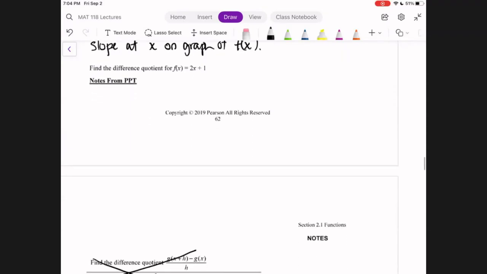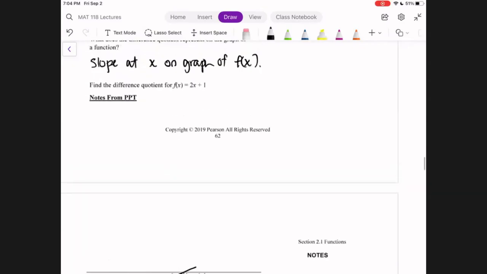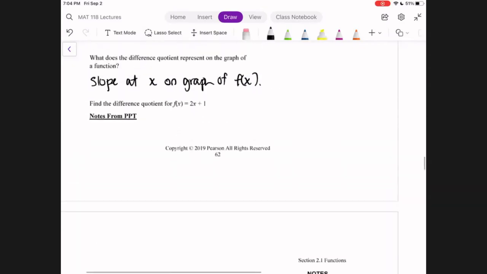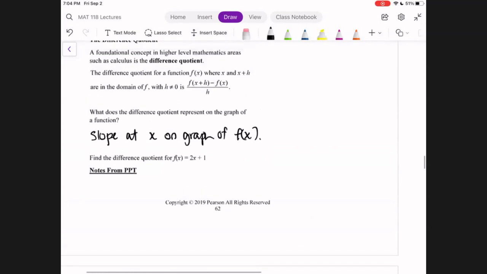So we have an example here. Find the difference quotient for f of x equals 2x plus 1. I'll do this to the side here. You want to think, I need to figure out what is f of x plus h, what is f of x, and then I'm going to divide by h.